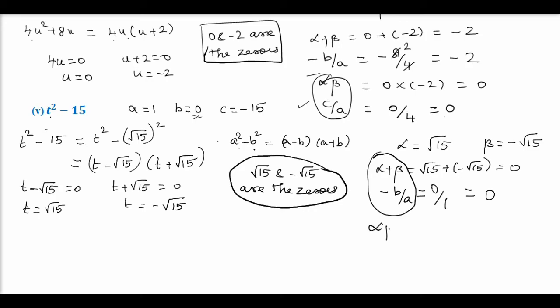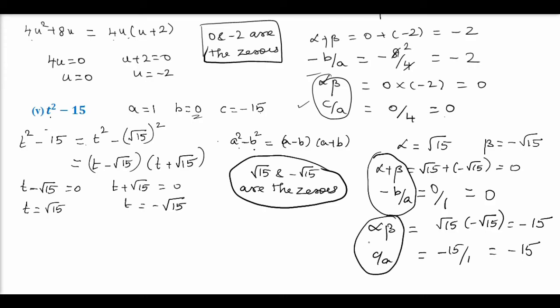Now let me check whether alpha beta equals c by a. Alpha beta equals root 15 into minus root 15, that is minus 15. So now let's see what is c by a. C here is minus 15 and a is 1. Therefore, here again I get minus 15. That says that alpha beta equals c by a.